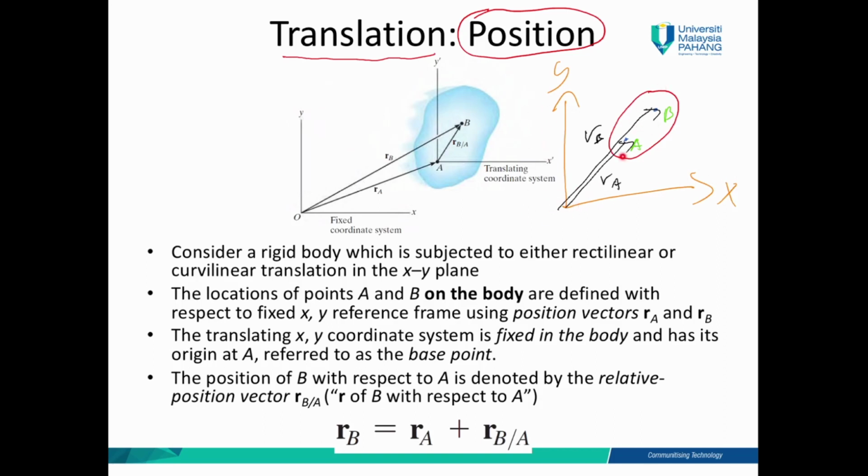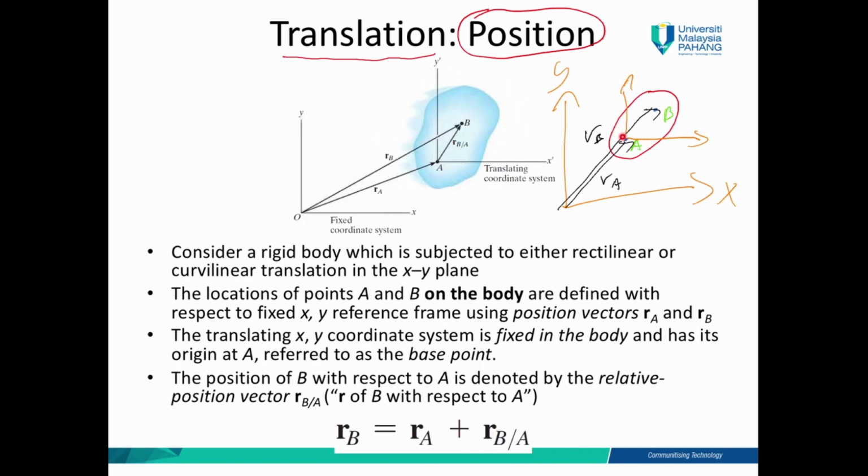But of course, because this thing is moving and you have more than 1 point on it, you can also have a coordinate system that is moving with the rigid body. So this is what we call a translating coordinate system. Let's say we put the frame for the translating coordinate system with the origin at point A. So this frame will be moving together with the rigid body.